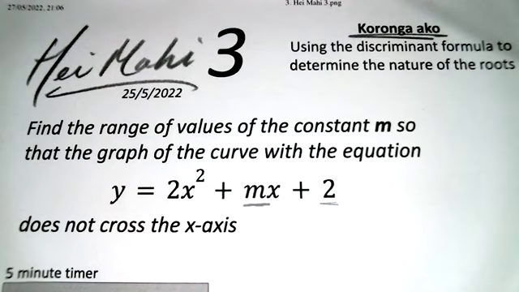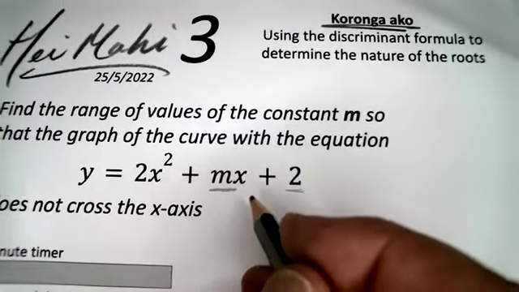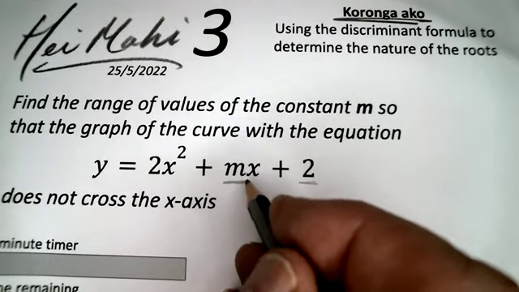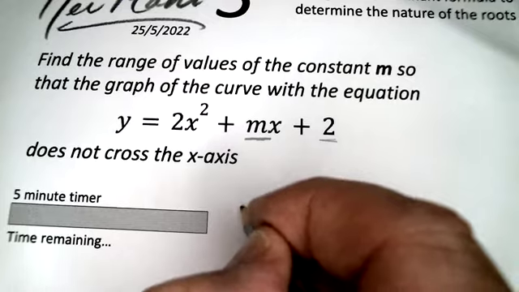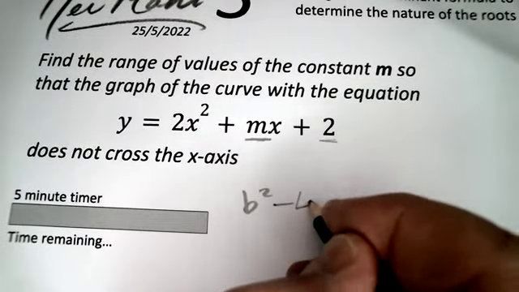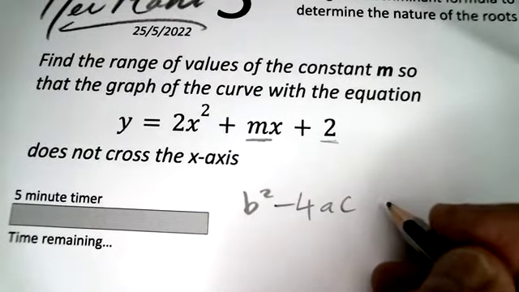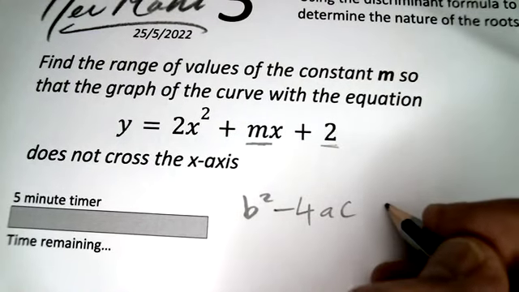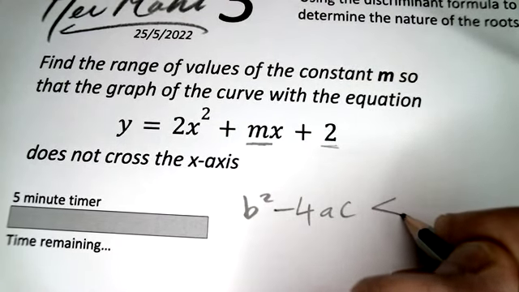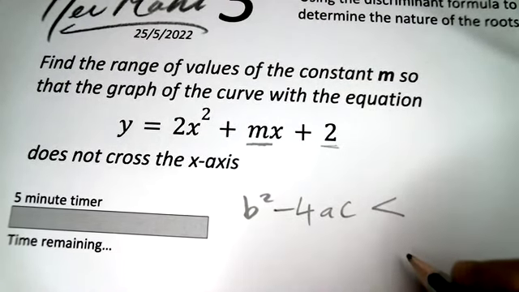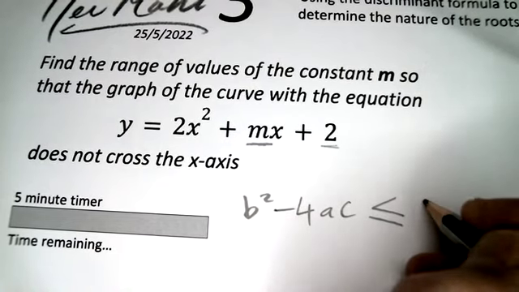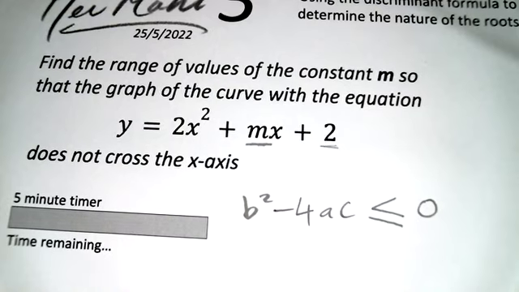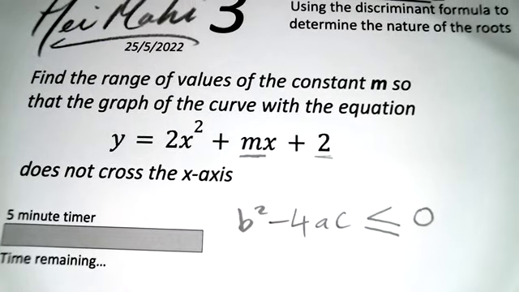So let's have a look at what we need to do here. In this case, we're going to find the M term, the unknown term. We're going to use the discriminant equation to do it: b squared minus 4ac. In this case, it does not cross, therefore it's going to be less than, and it could also touch, so it's less than or equal to 0. And we talked about how that played out last time.